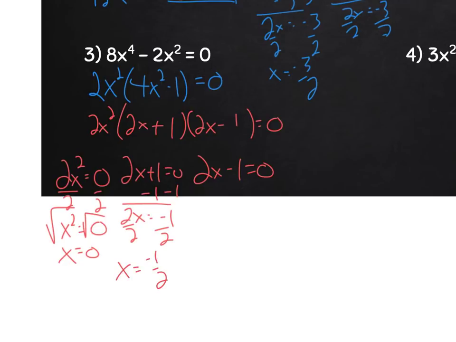And then we solve for our third one. So we get plus 1. 2x equals 1. Divide by 2. And x equals positive 1/2. So we have 3 answers here.